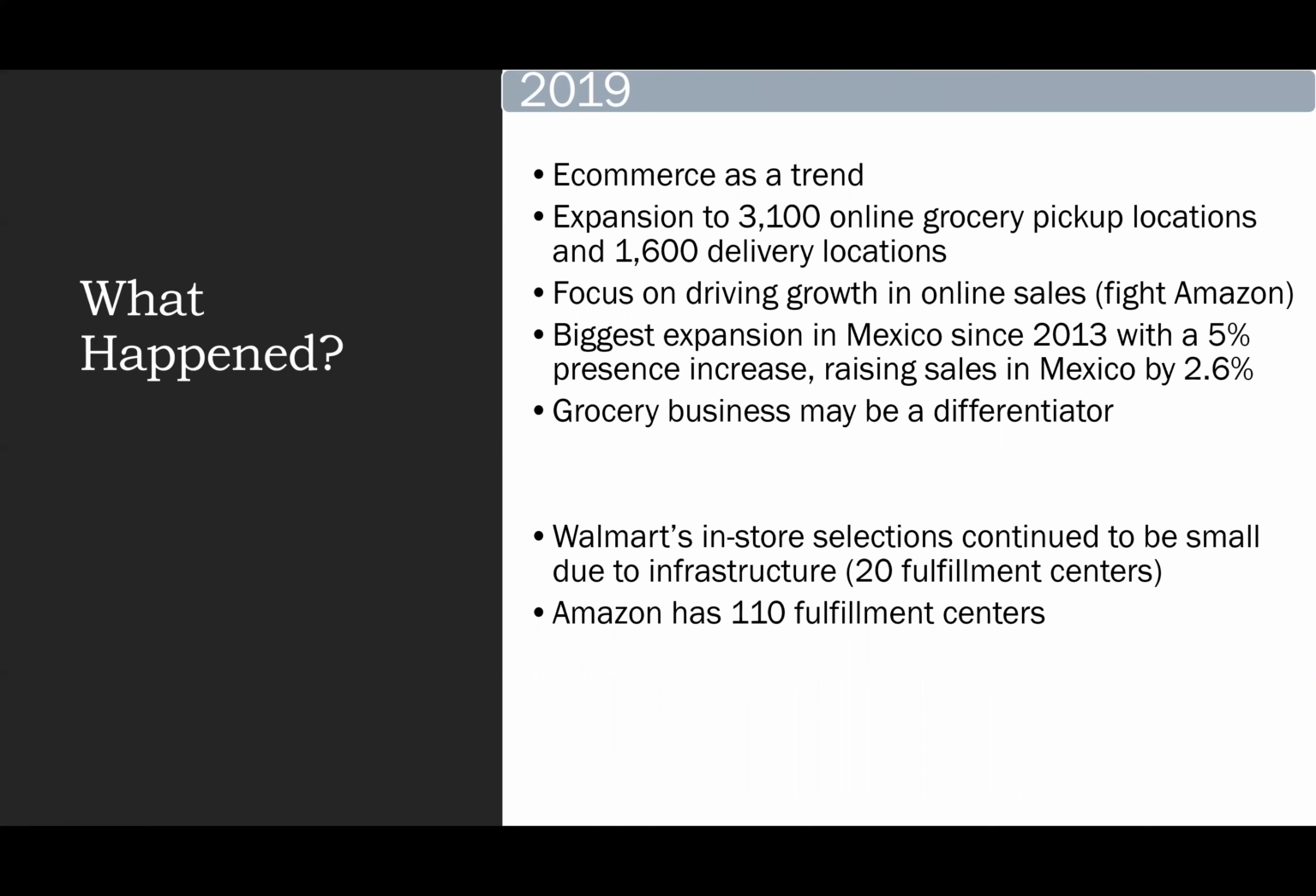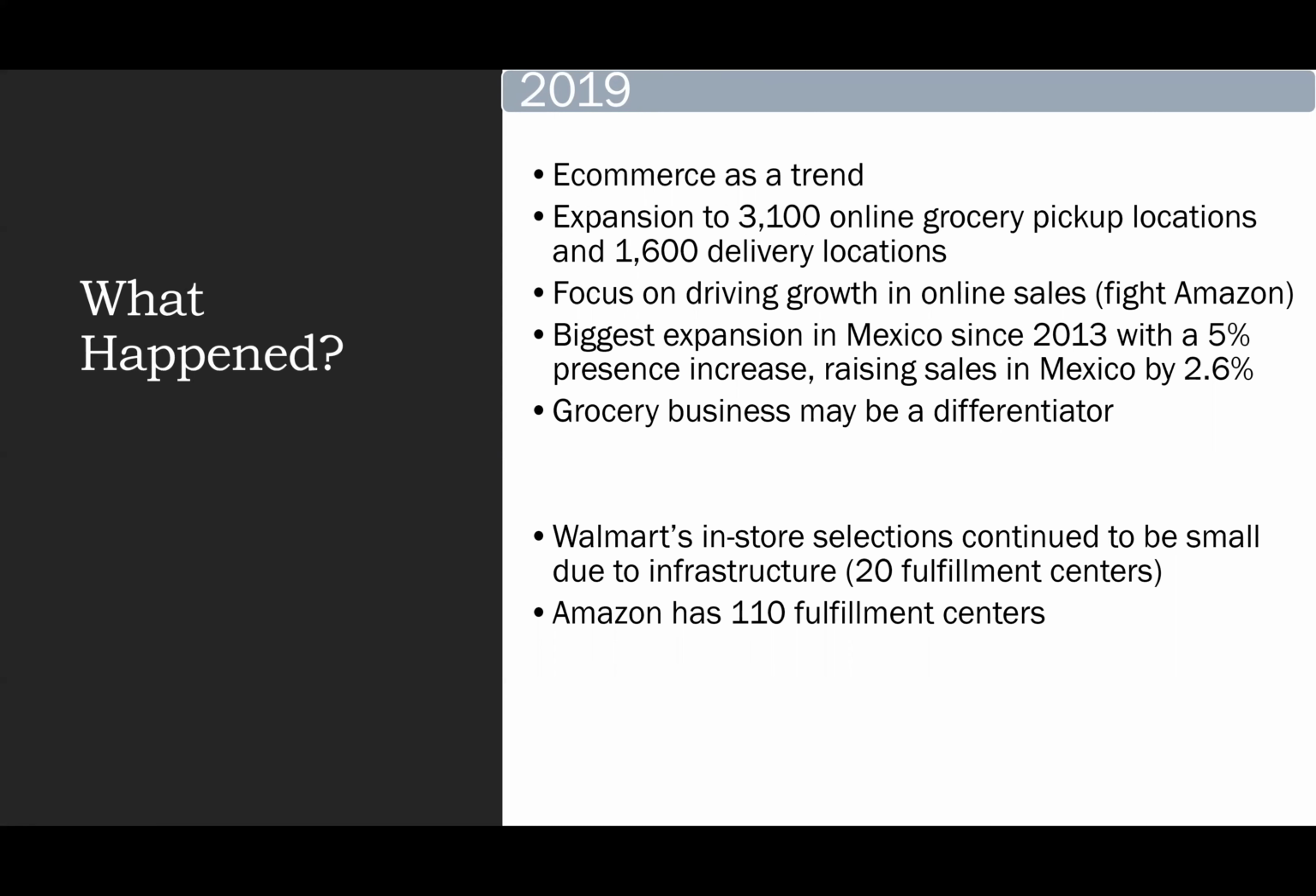since what also moves the financial performance and the share price of the market in general are social, political, market, and strategic events that occur internally and externally in different industries. So in 2019, e-commerce was seen as a trend, and Walmart expanded to 3,000 grocery pickup locations and more than 1,000 delivery locations. This was in order to fight Amazon and to gain more market share.